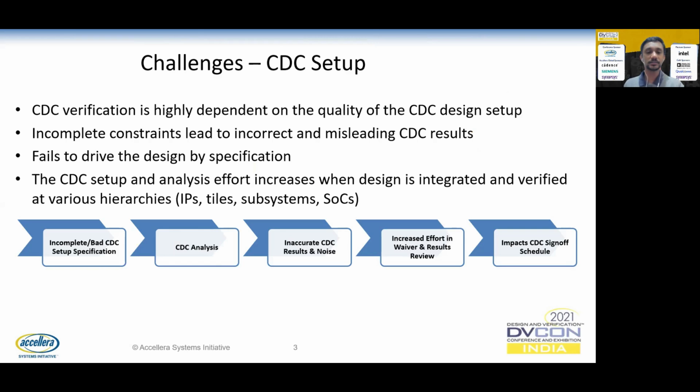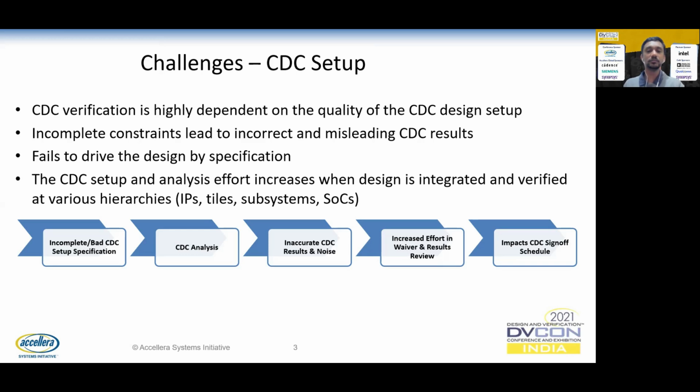CDC setup challenges. CDC verification process is highly dependent on the quality of the CDC setup. So this slide captures the flow and methodology of how the incomplete or bad CDC setup specification leads to the CDC analysis to produce inaccurate CDC results and noise. This will further increase the effort of waiver specification and the CDC results review, which directly impacts the CDC sign-off schedule.